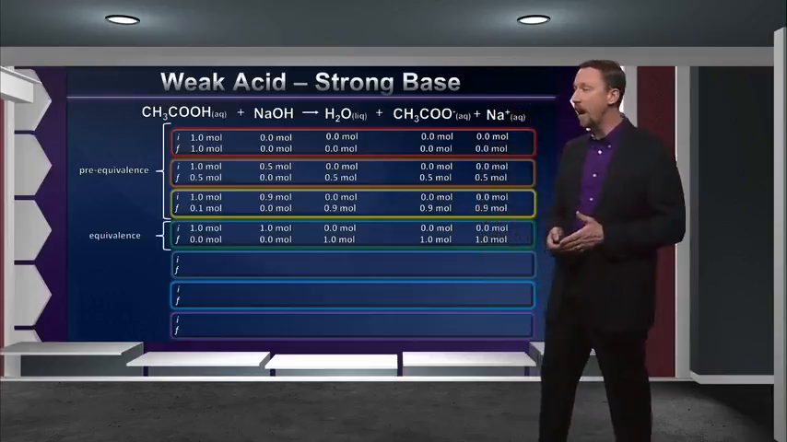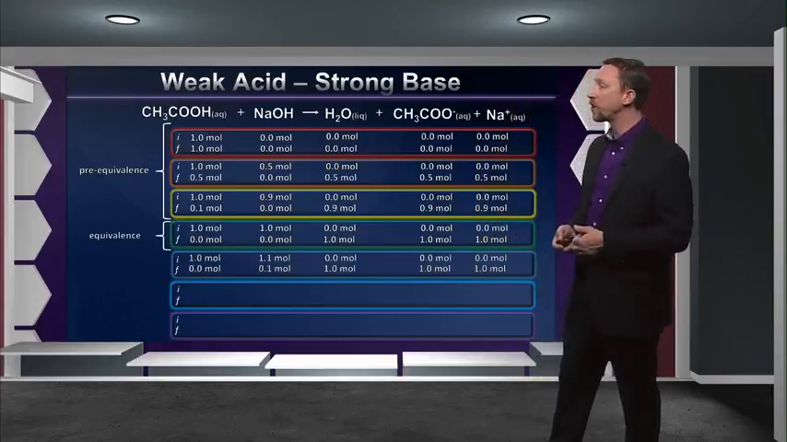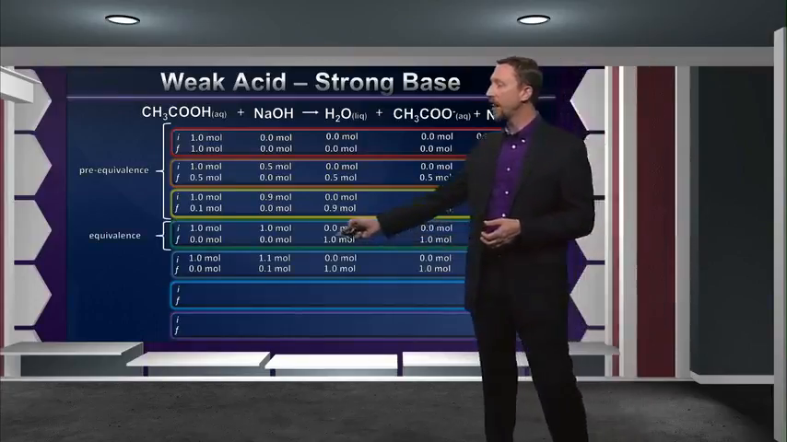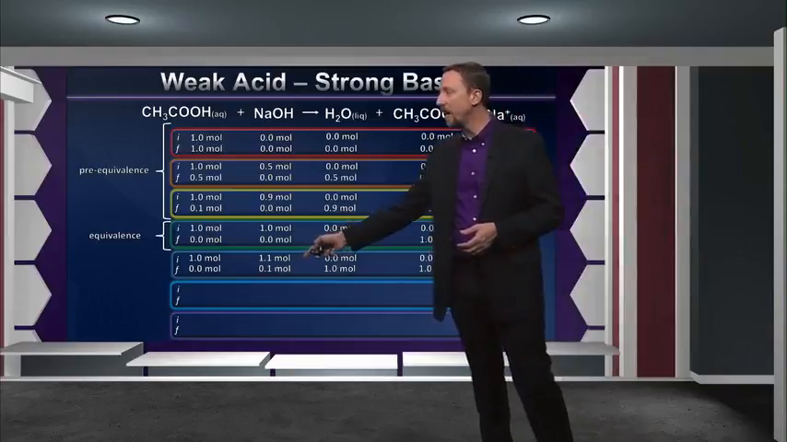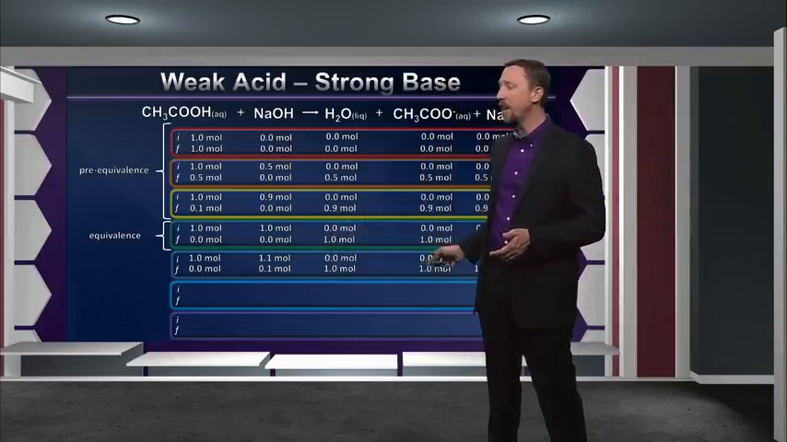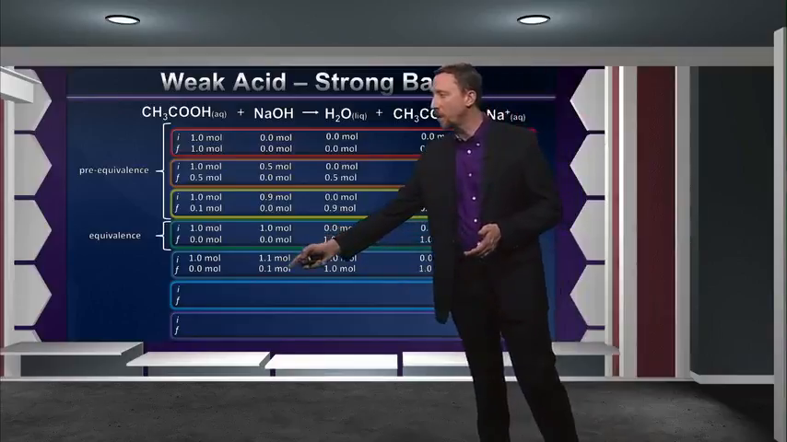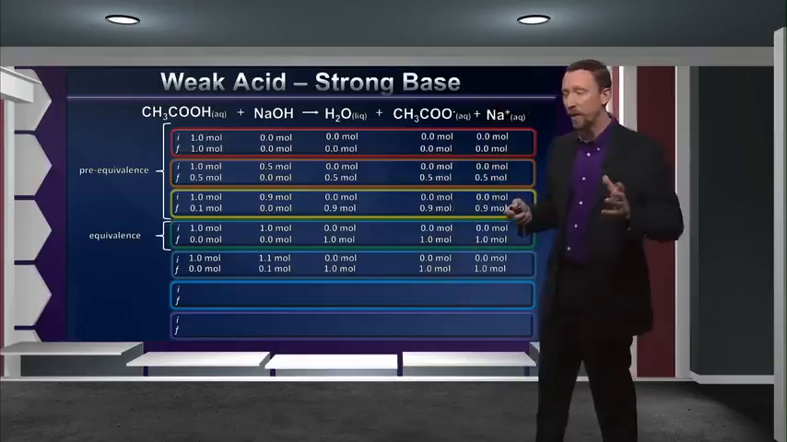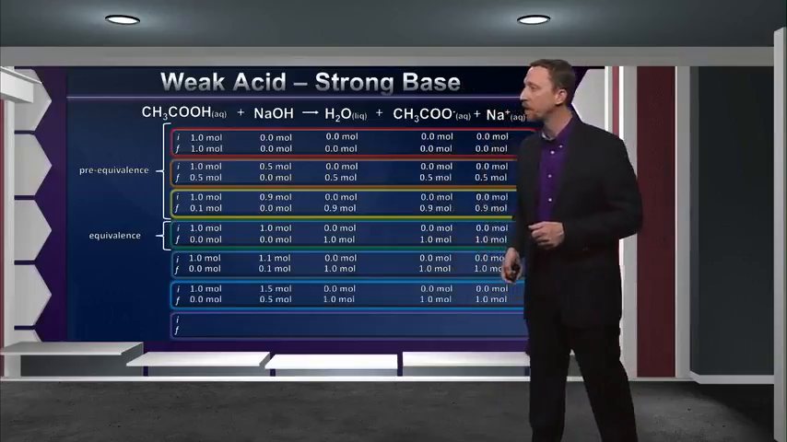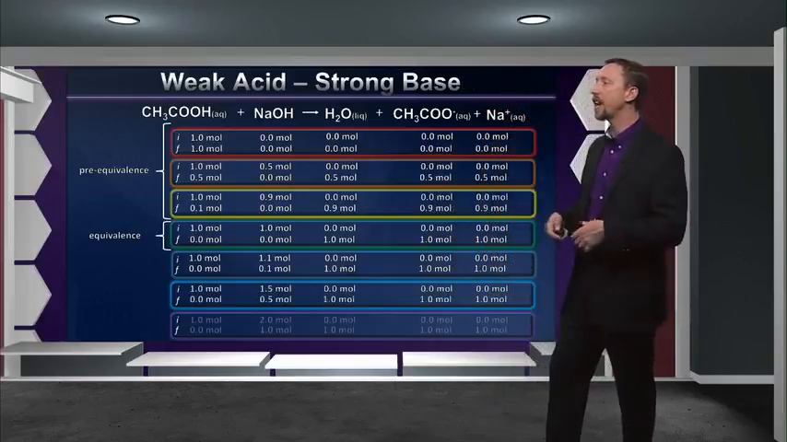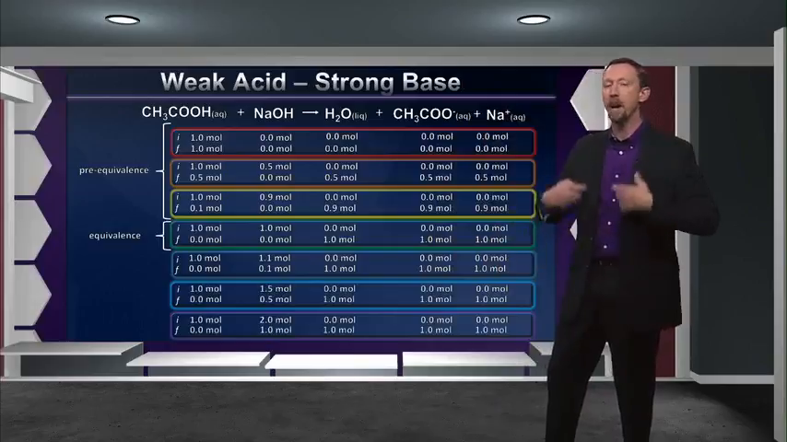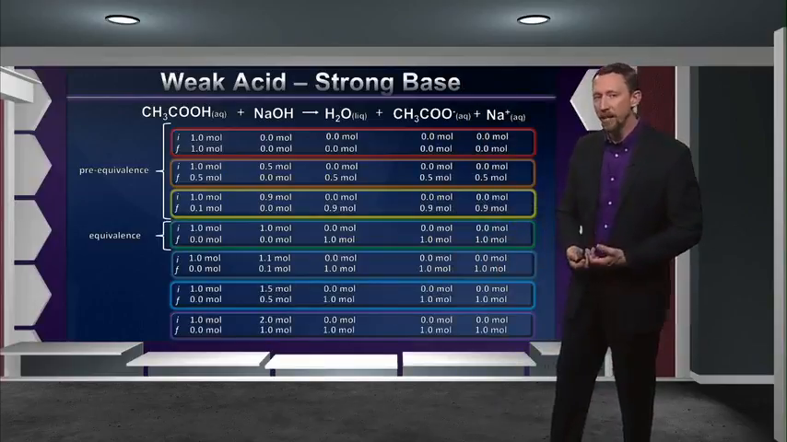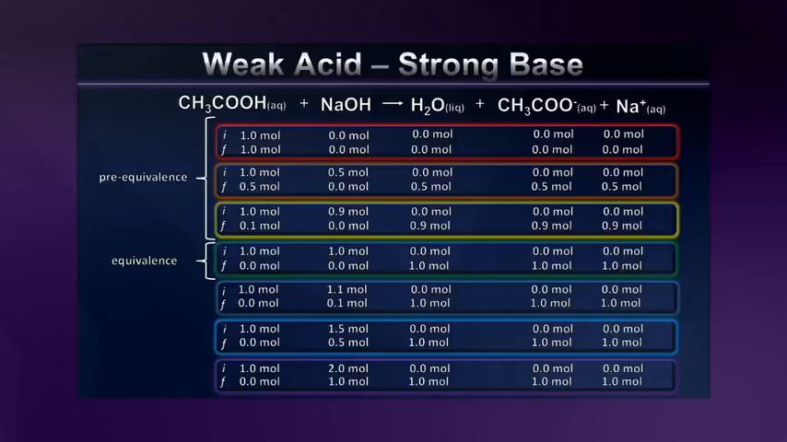As we progress beyond equivalence, we reach a very familiar situation here, where the sodium hydroxide completely neutralizes the weak acid. And even though there is some acetate present here, the real driving force is going to be the leftover strong base, because strong acids and bases always win out in these kinds of situations. We can continue adding sodium hydroxide. All we're doing is increasing the amount that's left over when that neutralization reaction is complete. So this is our post-equivalence scenario. It looks an awful lot like our previous situation, doesn't it?